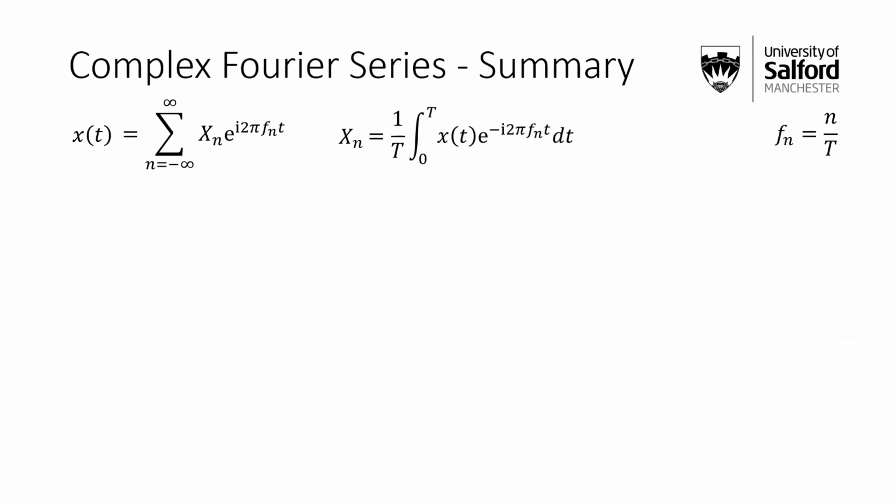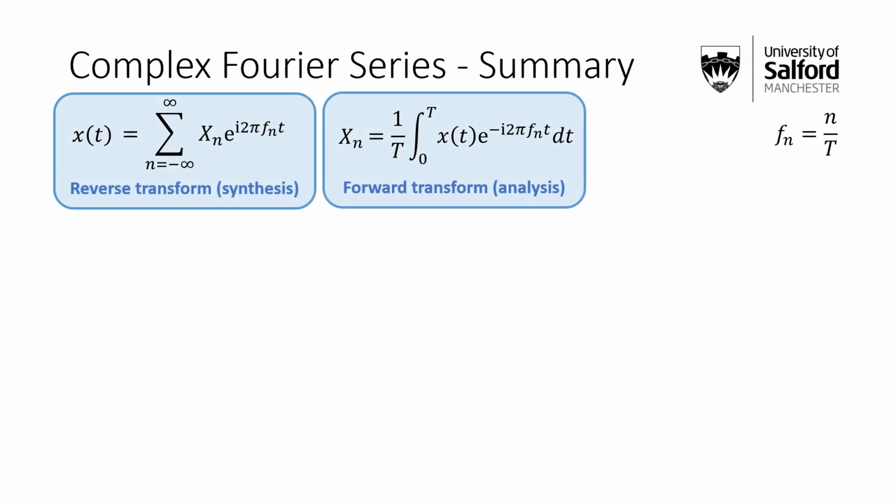So that's time for a summary. On the left hand side we have what I was calling the reverse transform. It's the synthesis. It synthesizes signal x(t) from this set of complex coefficients f_n. And then in the right hand box we have the forward transform, which I like to call the analysis part of the Fourier transform, and that's the one that finds the amplitudes and phases of these frequency components X_n from the signal x(t).